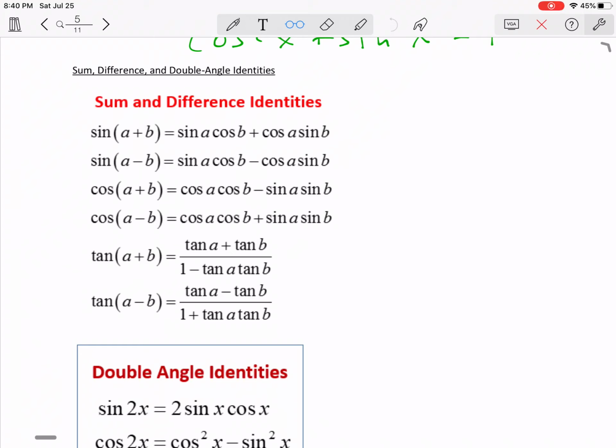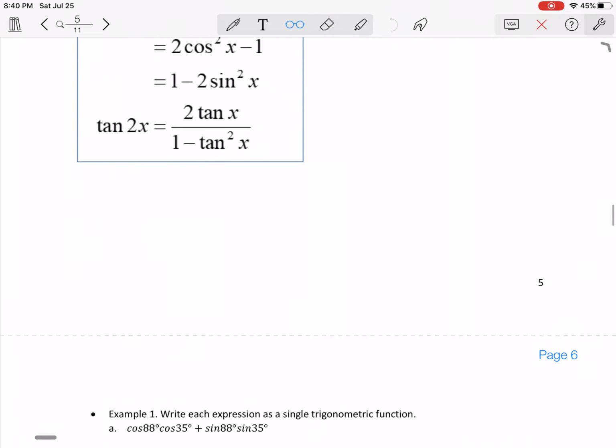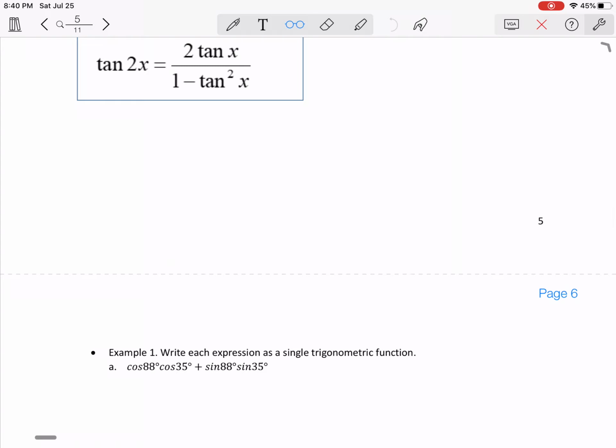All right, class, we'll look at the next section in this unit, sum and difference and double angle identities. So here are some further identities from the ones that you already have. You have a whole list of these identities, so let's start to use these now.